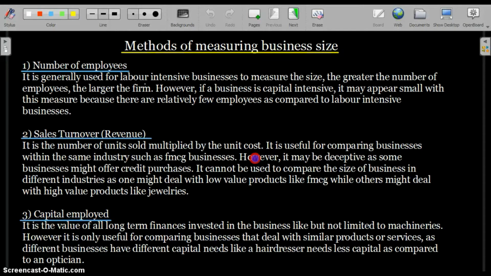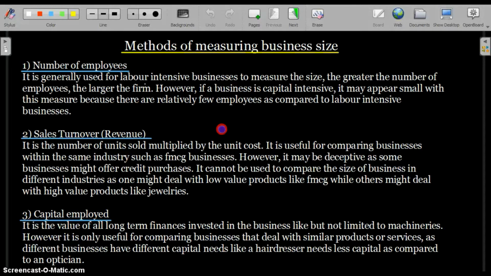So let's begin. The first method is the number of employees. Number of employees is a very basic method. It is generally used for labor-intensive businesses to measure the size, because the greater the number of employees, that generally means the larger the firm. But that of course won't be the case in a capital intensive business, because it may appear small with this measure, as there are relatively few employees compared to labor intensive businesses.